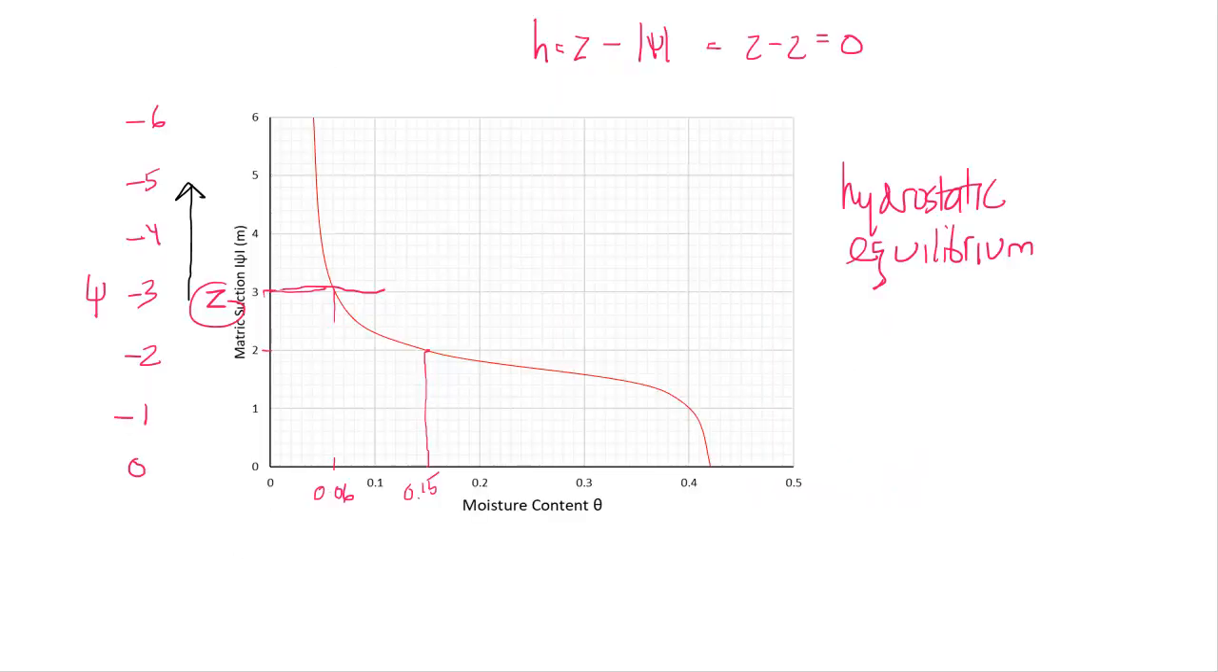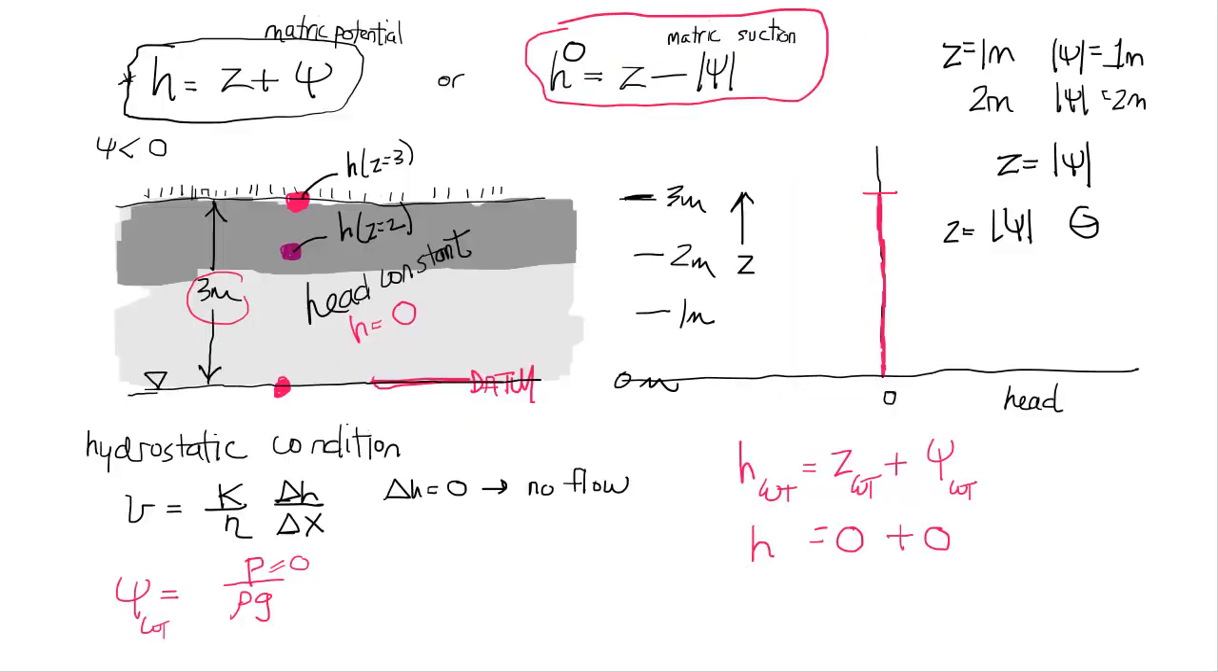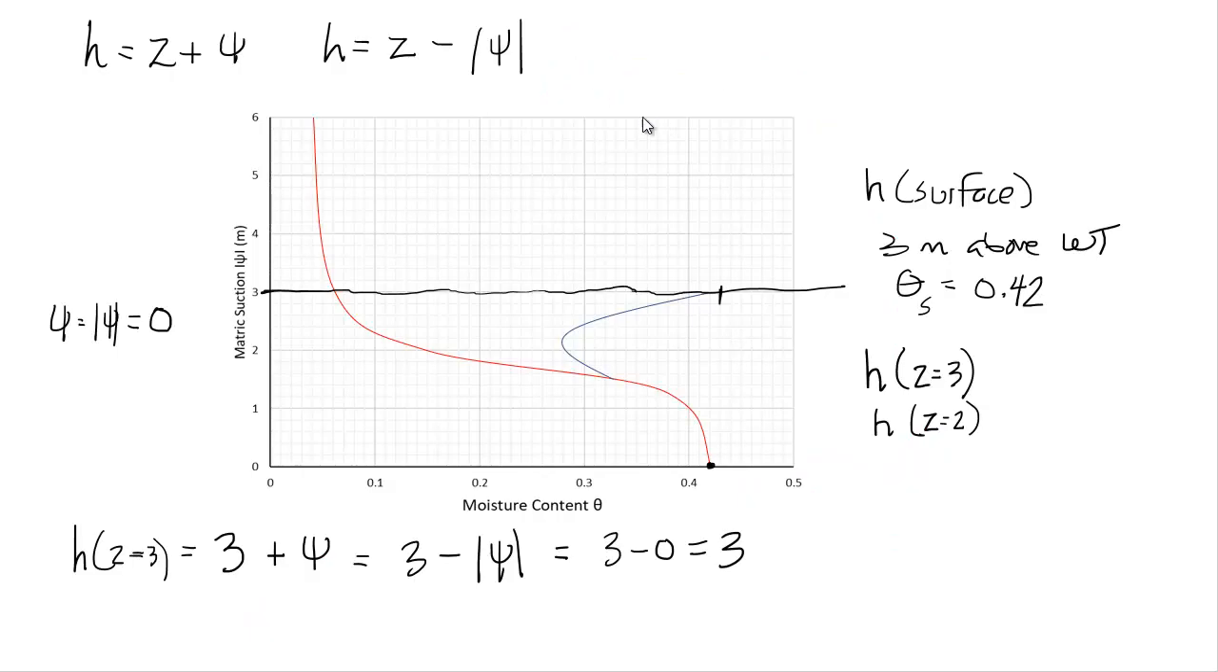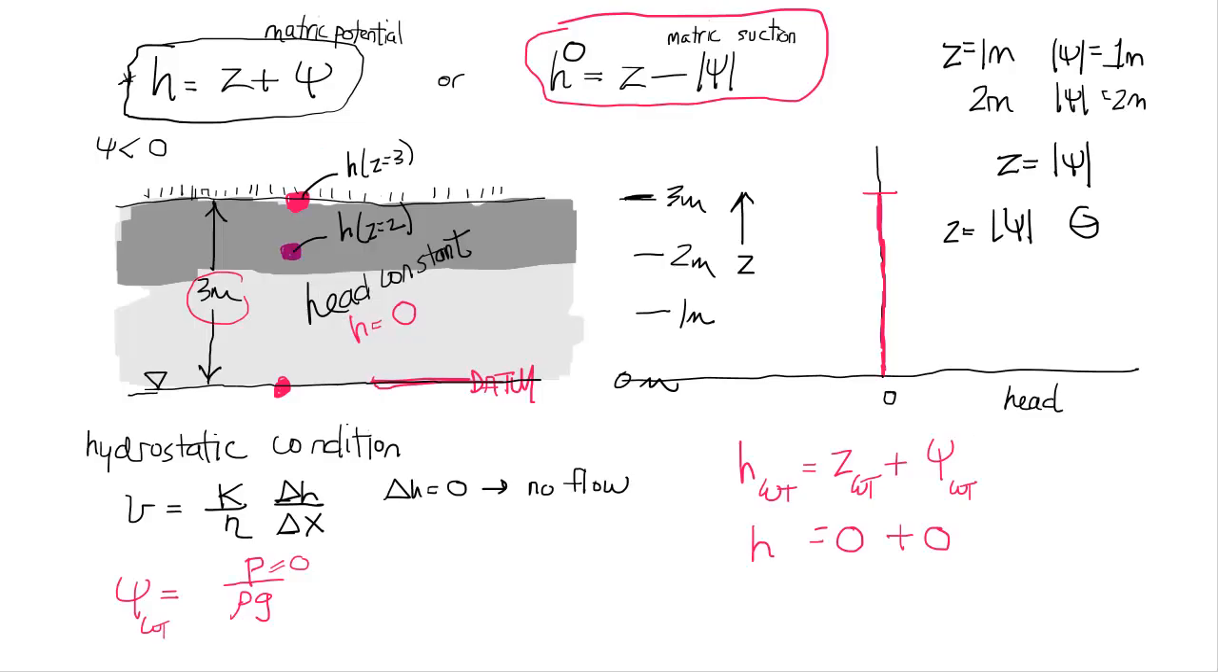So for the first one, whoops, I did this wrong again. So for the head, we ended up with a head at the elevation of, this is the surface here, right? We ended up with a head of 3 meters. So let's write that over here. Let's do it in green. So here the head is equal to 3 meters, right, at the surface. Okay, let's go back to the other points now.